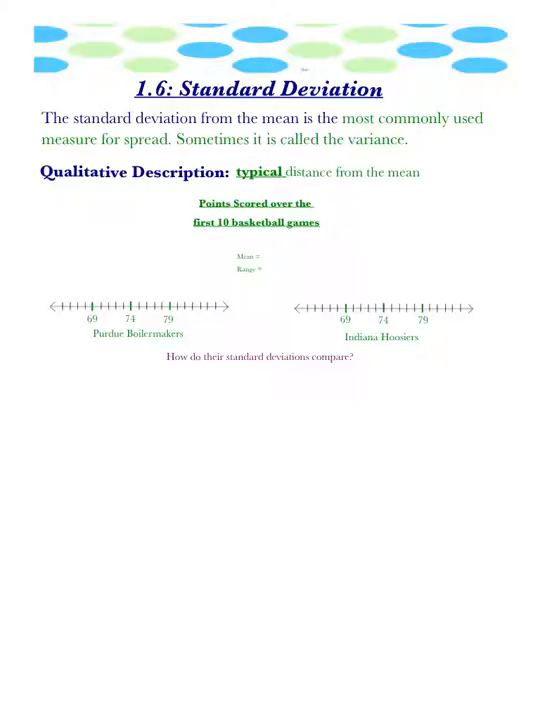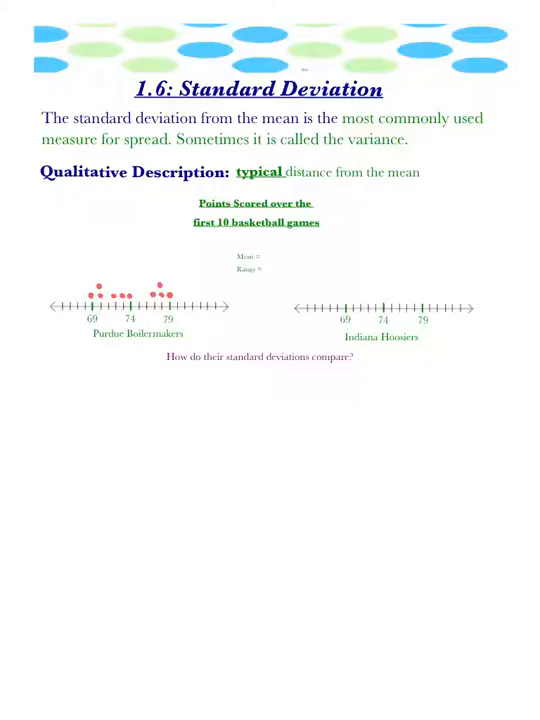So in the first Purdue Boilermakers team, over their first 10 games, we're going to do little dot plots. They scored 69 points. Then they scored 70 points 2 times. Next, they scored 72 points in one game, 73 points in a game, 74 points in a game, no 75 or 76, but they did score 77 points in one of the games. They scored 78 points twice, and they scored 79 points one time. So that was the Purdue Boilermakers over the first 10 basketball games, not necessarily in that order.